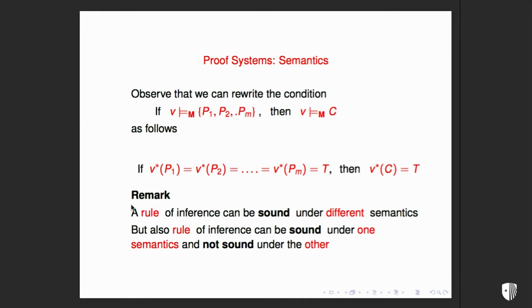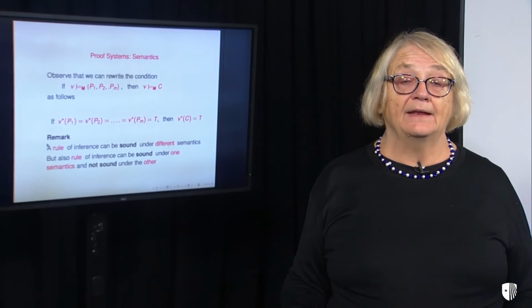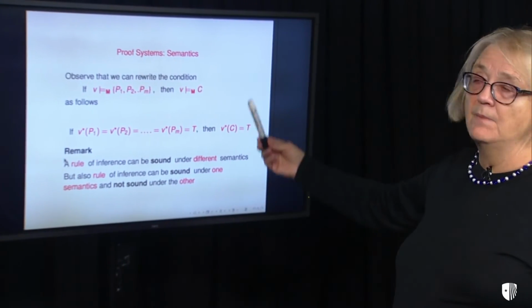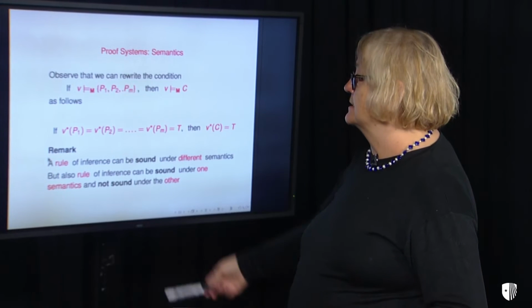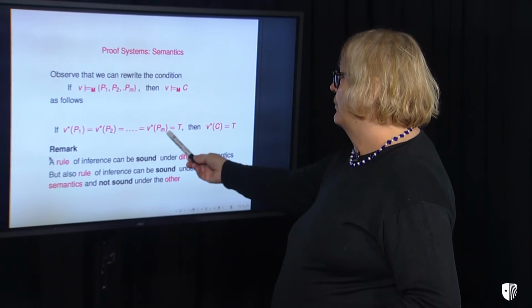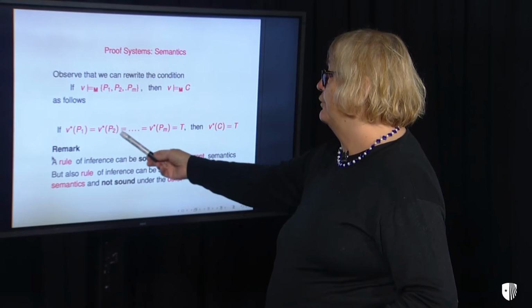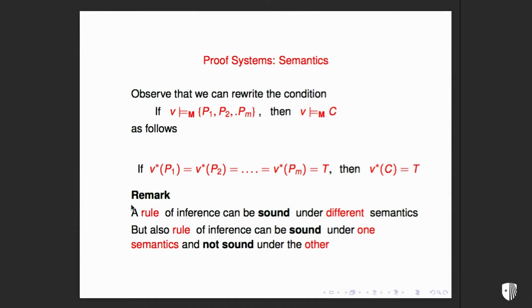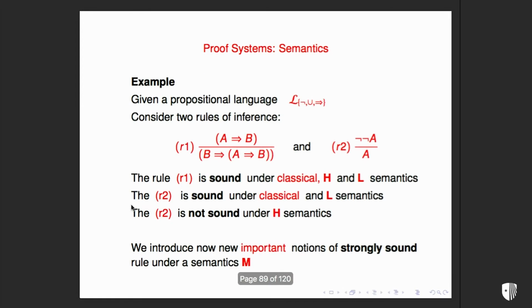Then we can rewrite it from the definition. What does it mean that something is a model of a set of expressions? I just remind you that V is a model of a set of premises means that V of all premises is true. So V is a model for each of the premises, then it is a model of the conclusion. That's what we always say: the rule is sound if all premises are true, then the conclusion must be true.